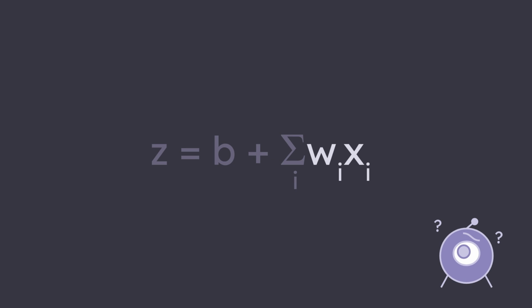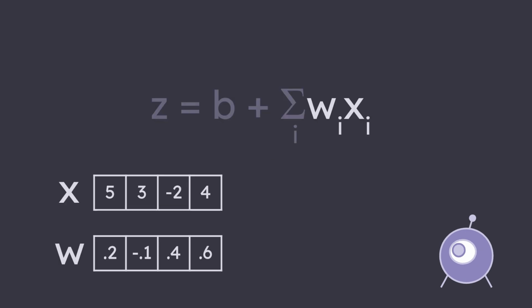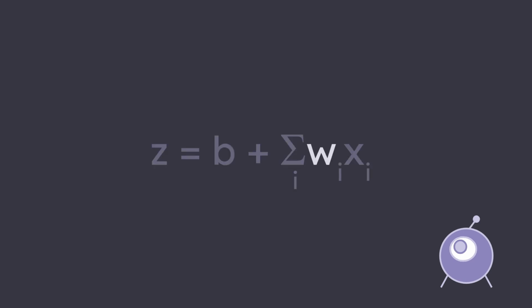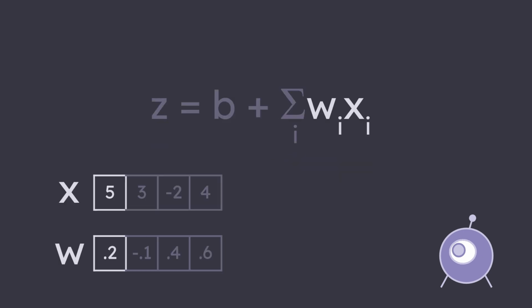W and X are vectors. You can think of a vector as an ordered list of numbers. So W sub I is the ith element of the vector. W is a vector of weights. You can think of weights as determining how important we are saying a corresponding X value is in the calculation. For example, here we are saying that the first value in X matters 0.2 amount.